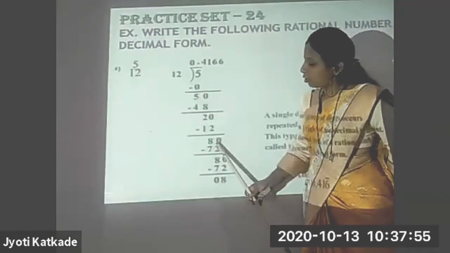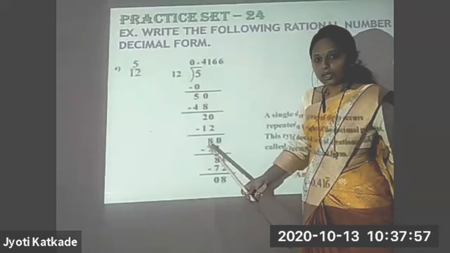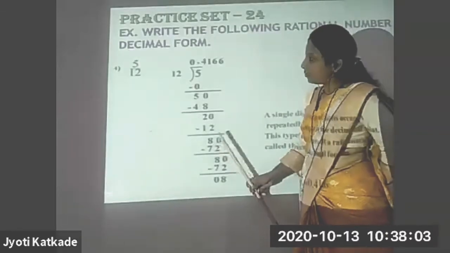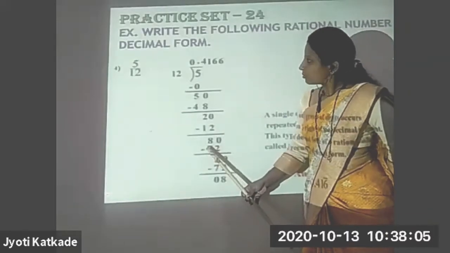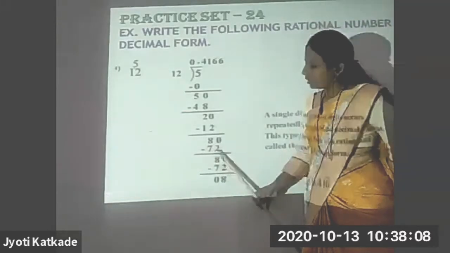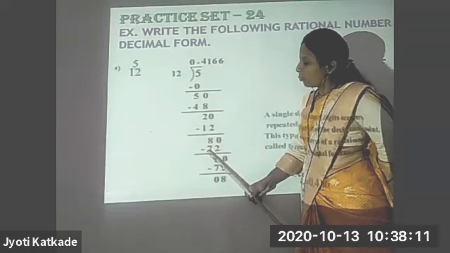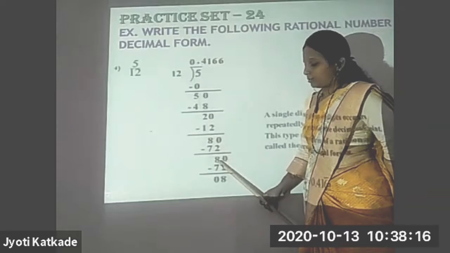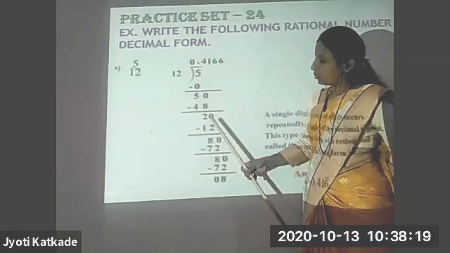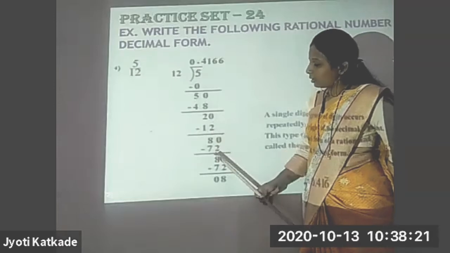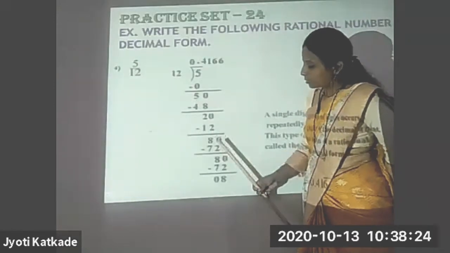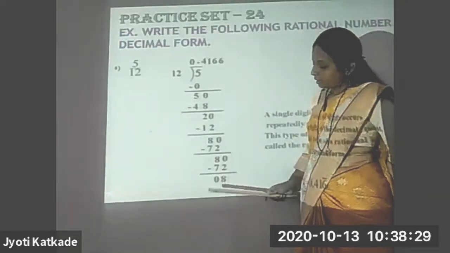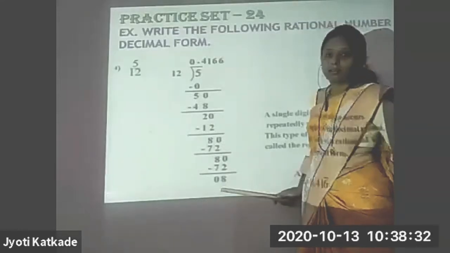Now again take 0 on this 8. Now the value is 80. Divide 80 by 12. So we get 12 sixes are 72. Now minus 72 from 80, we get 8. Means here is also 8, and here is also the same step, 80 minus 72. When we divide again and again, these steps are repeated again and again.